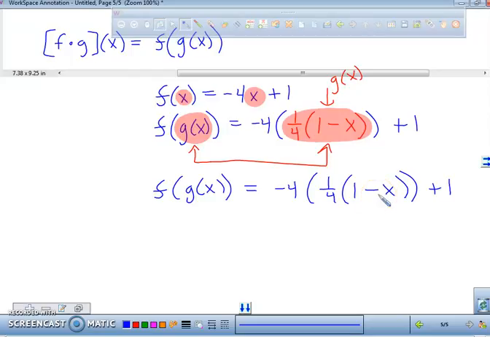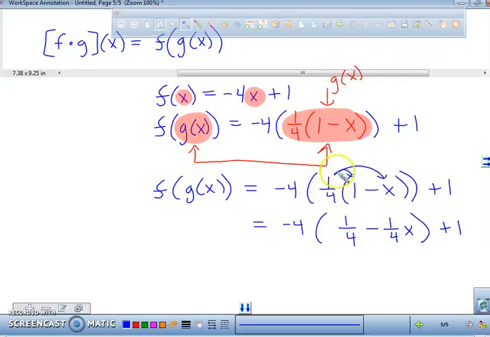No, can't. They're not like terms. But I can multiply what? A 4th times the 1 and a 4th times the negative x. So here's what that would be. We have a -4. We're going to open up the parentheses. What is a 4th times 1? 1/4. What is a 4th times a negative x? -1/4 x plus 1.